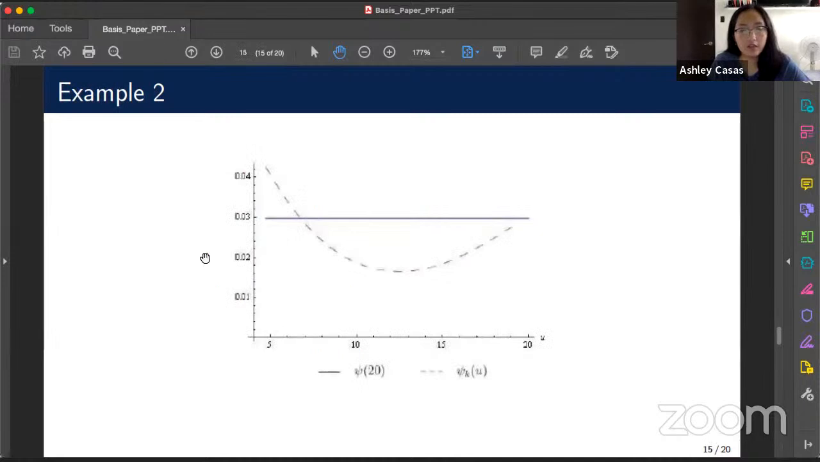So here is the figure that illustrates example number 2. So we can see that, again, this is the ruin probability under the original process, and the broken line is the ruin probability under the modified process using the lower barrier K. So as you can see, there are only certain values of U and K that will reduce the ruin probability as compared to the ruin probability under the original process.